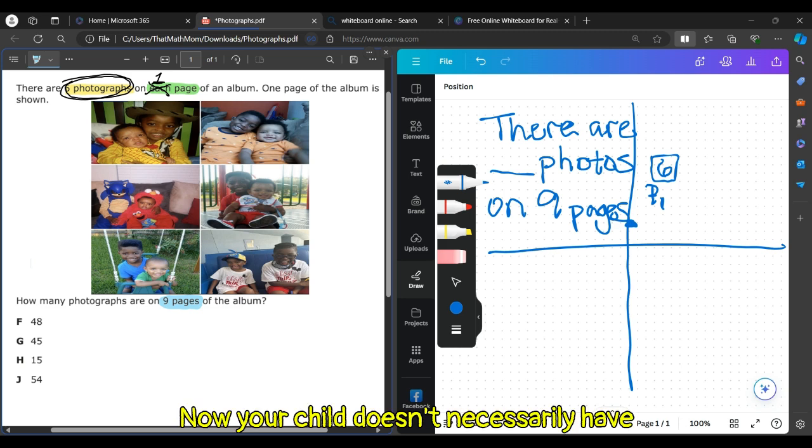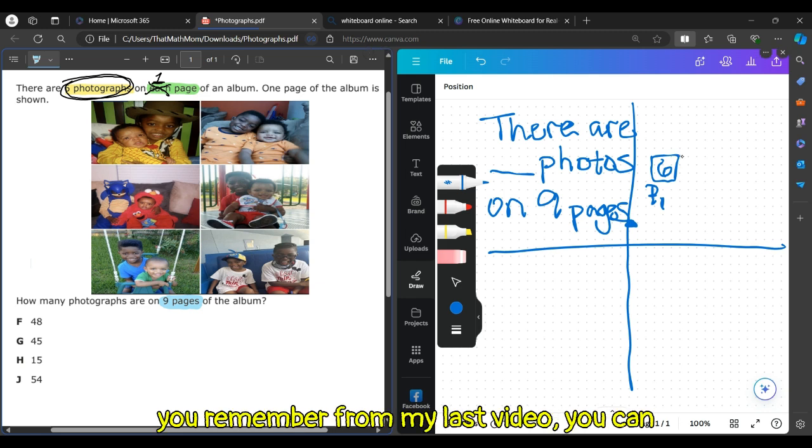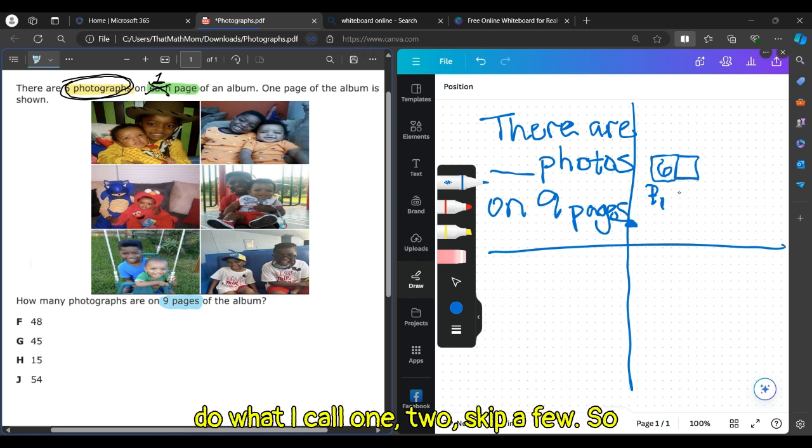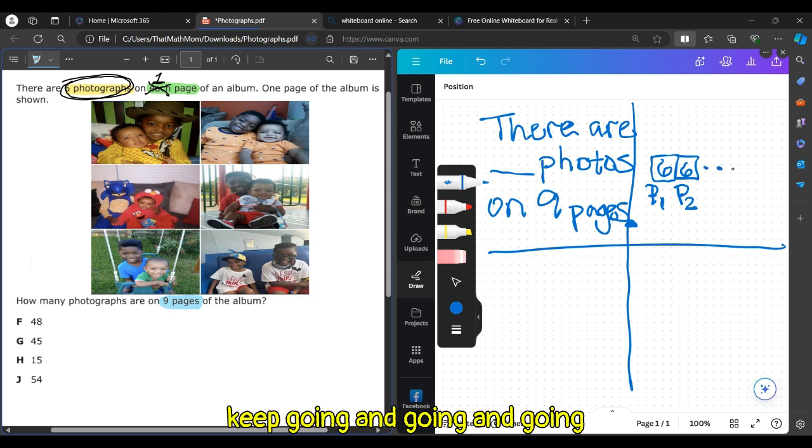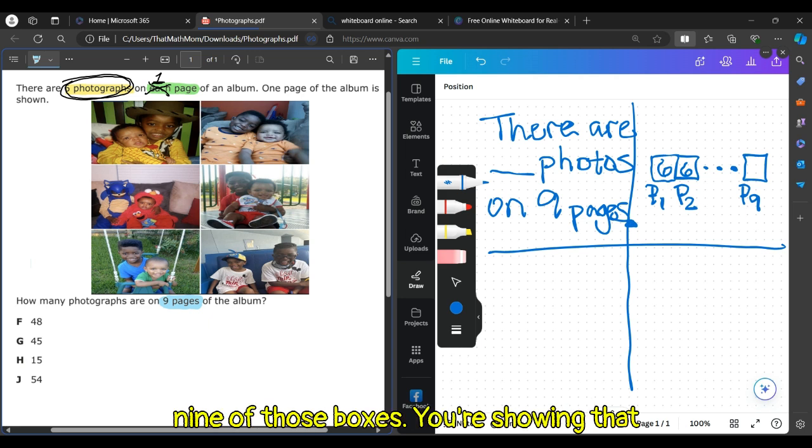Now, your child doesn't necessarily have to sit here and draw out 9 boxes. If you remember from my last video, you can do what I call 1, 2, skip a few. So we know on another page, or page 2, there will still be 6 photos. I can see that this pattern is going to keep going and going and going until I do have 9 pages. So this is a way to show it without creating all 9 of those boxes. You're showing that this same pattern is going to continue until you get to those 9 boxes.